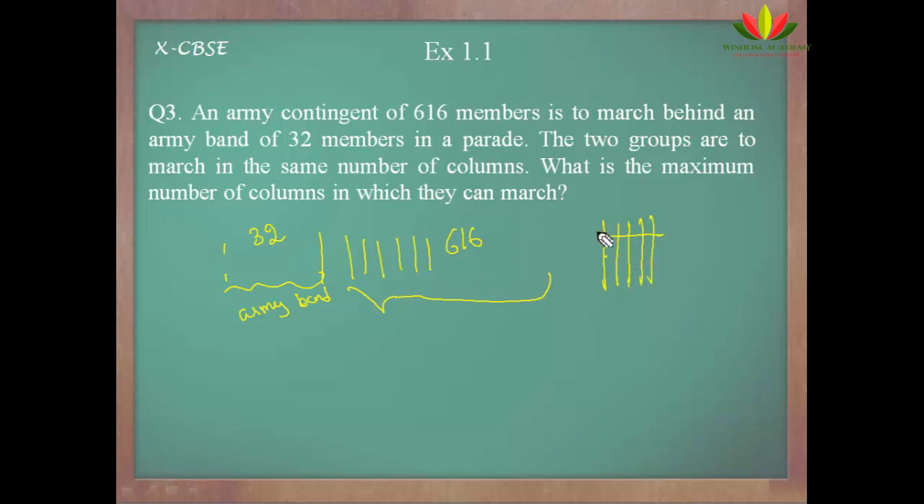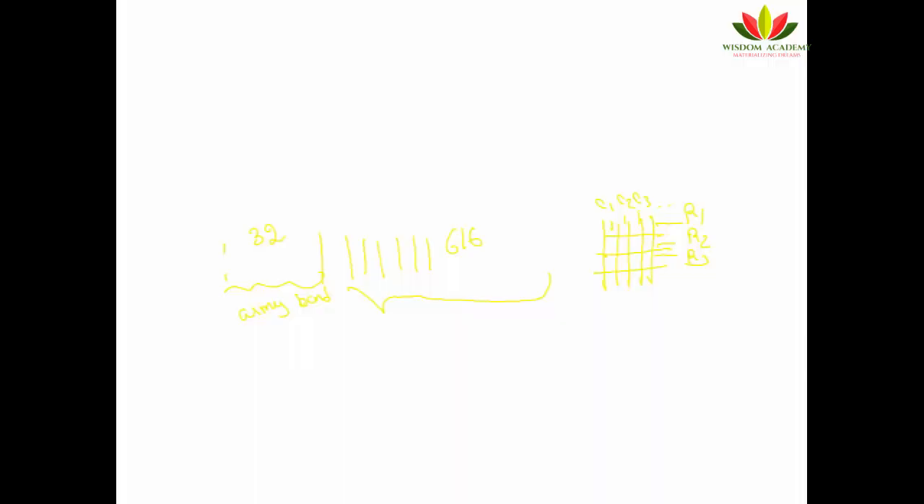So what is a column, what is a row? Whatever I put this way is a column and this is a row. I will say this as R1, that is row 1, row 2, row 3, and this is column 1, column 2, column 3, like this. What they want is the maximum number of columns in which they can march. At the same time, there should be no gap in between. Those are the general cases that you should consider. Okay, now I will take the sum here.